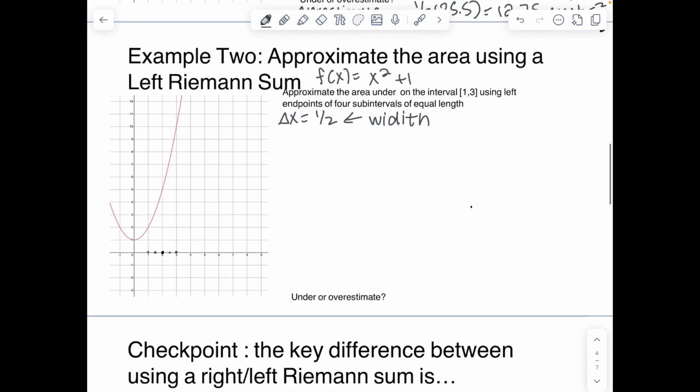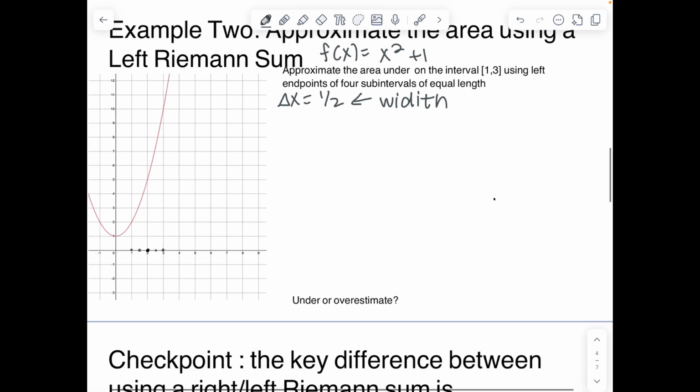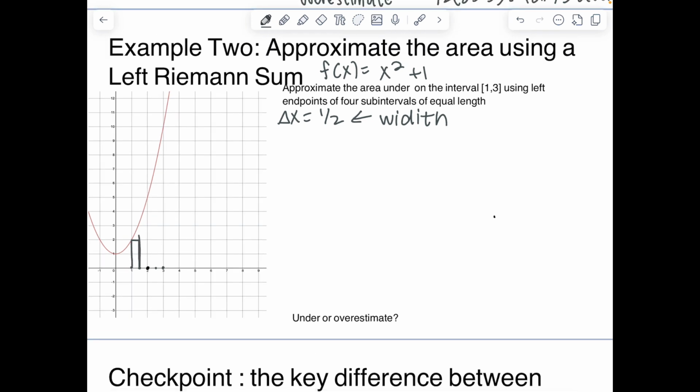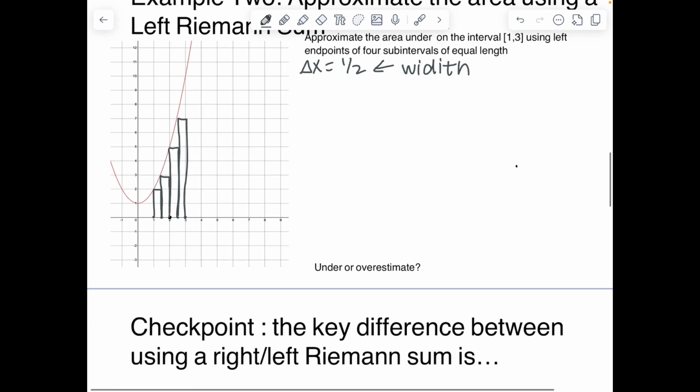So I'm going to the left, and then I'm going to draw my line until I hit my curve. And once I hit my curve, I'm going to make a 90-degree angle, and I'm going to draw my rectangle like this. And then I'm going to keep this process going until I have 4 rectangles and I hit 3. Now this time, the last rectangle was a little ugly, but it'll be okay. So this time, notice it's an under approximation.